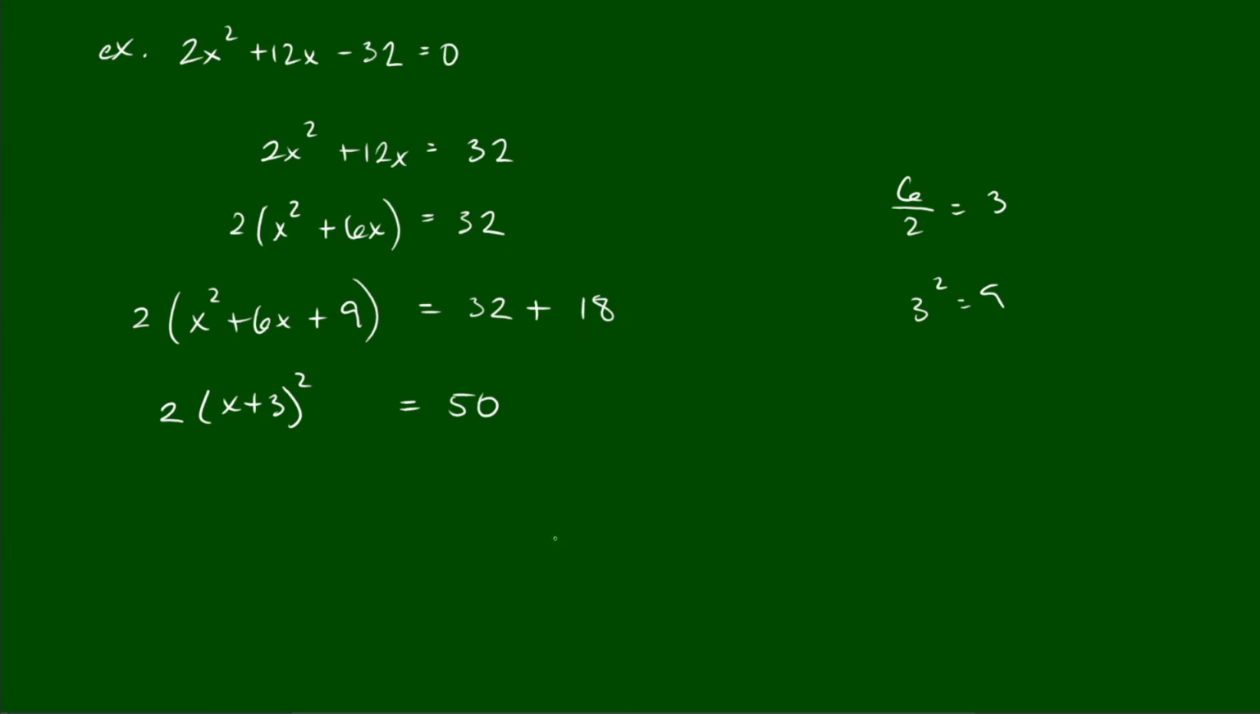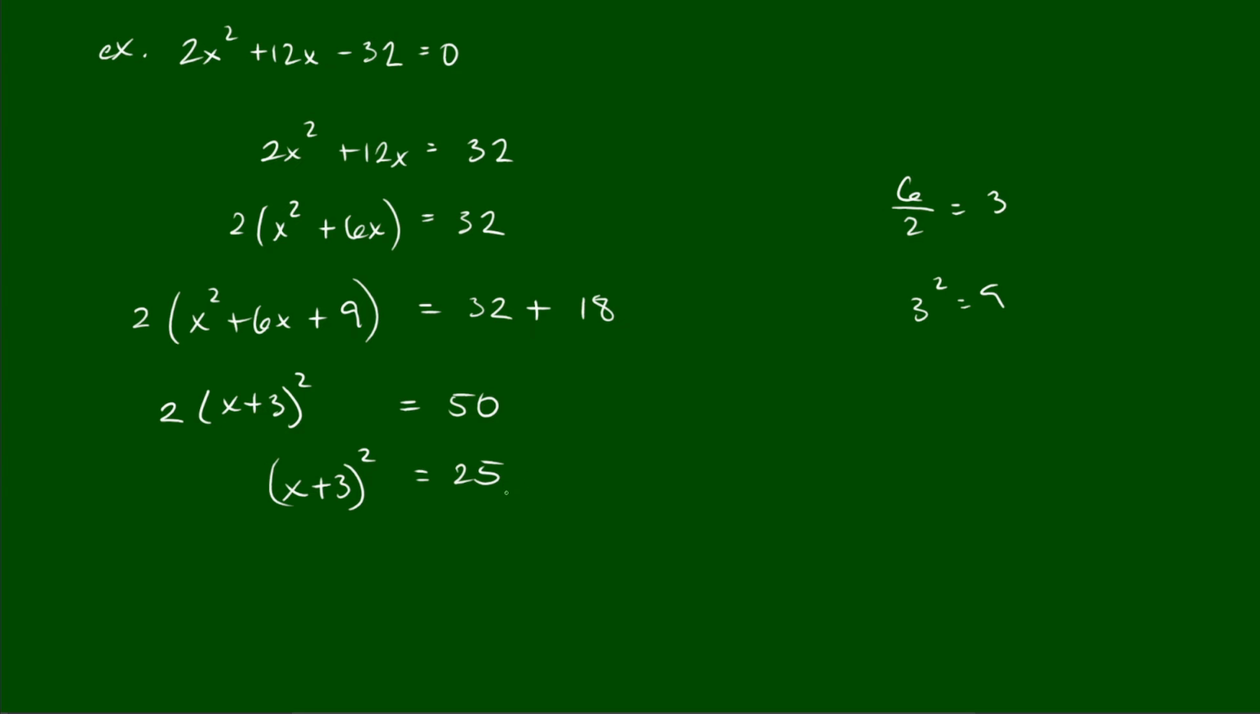This is looking very, very nice. You have a 2 on the left side, so you're going to divide by 2 on both sides. Now you end up with (x plus 3) squared equals 25. This is looking beautiful as well.